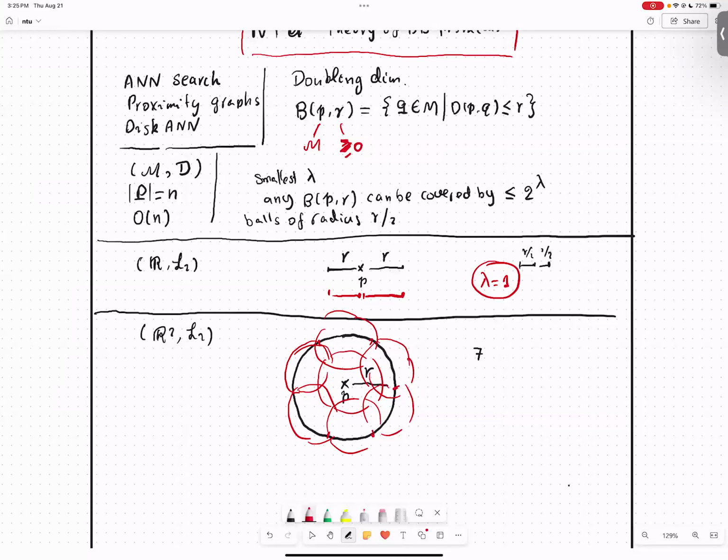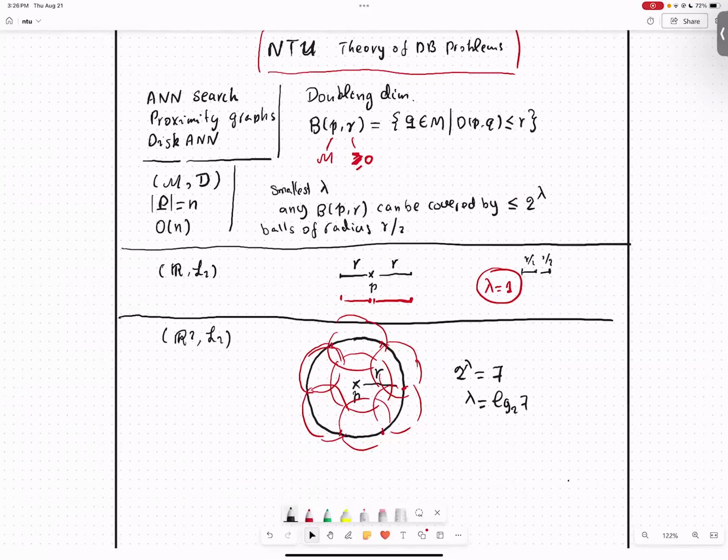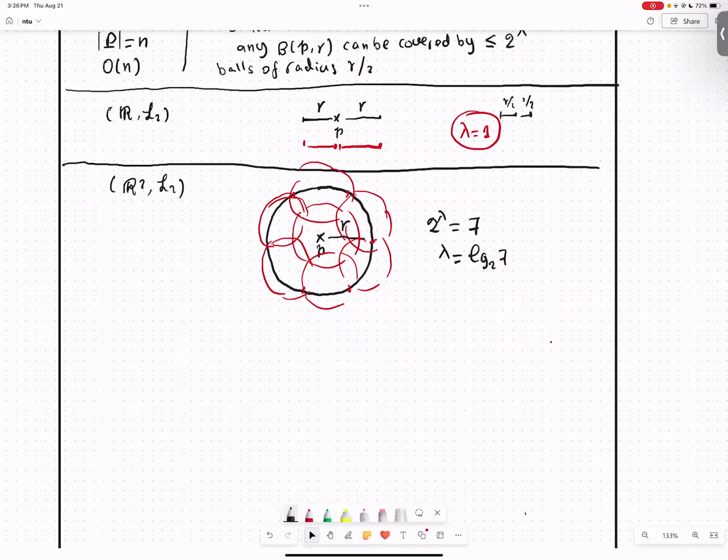Okay, so the answer is 7. And therefore, what is the doubling dimension of this two-dimensional space? You solve this equation, and interesting, it's a fractional number. It doesn't have to be an integer. I never said this doubling dimension has to be an integer. Okay, so it's actually log base 2 of 7. All right, now I hope this is going to give everybody some idea about this doubling space.